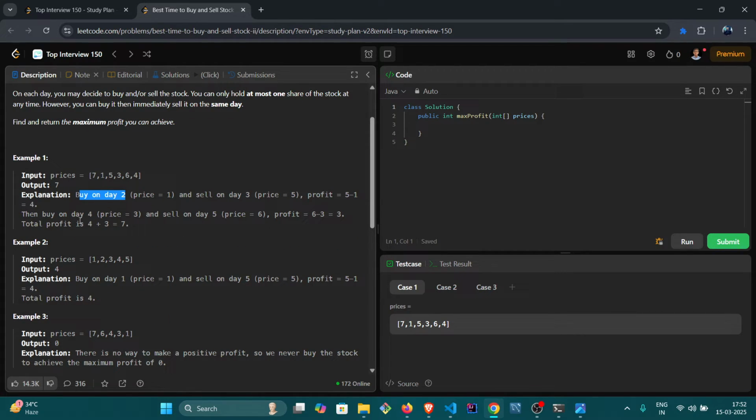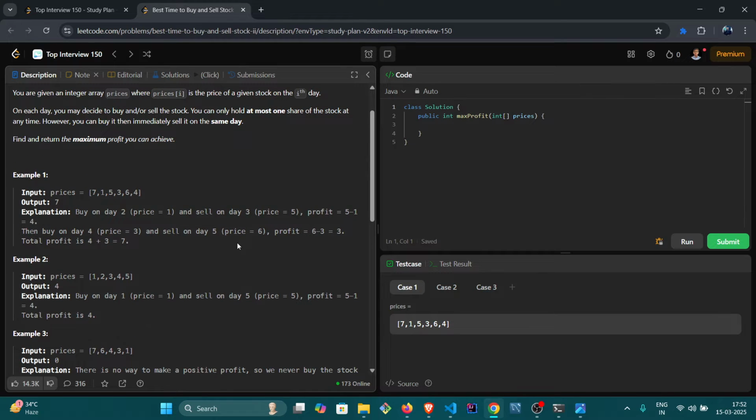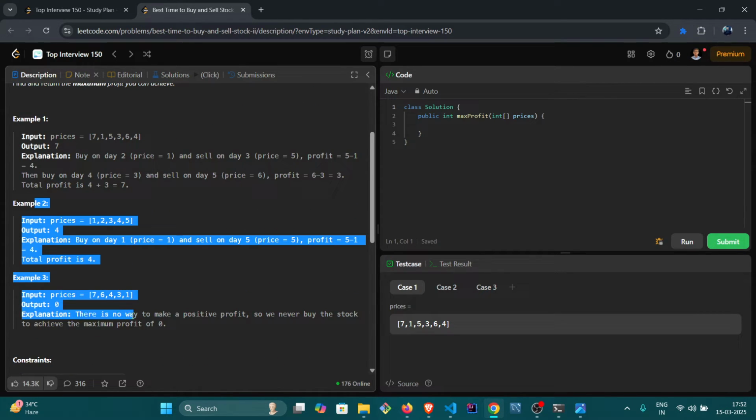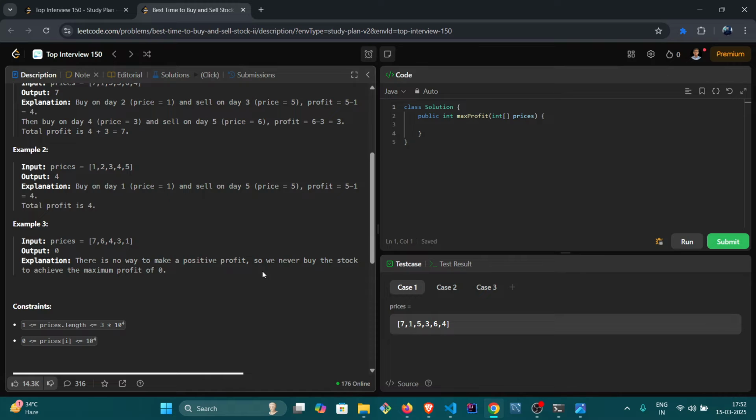Then he has done one transaction, and again he buys on day 4 where the price is 3, and sells on day 5 where the price is 6, and the profit is 6 minus 3. And the same thing is happening in both of the examples.